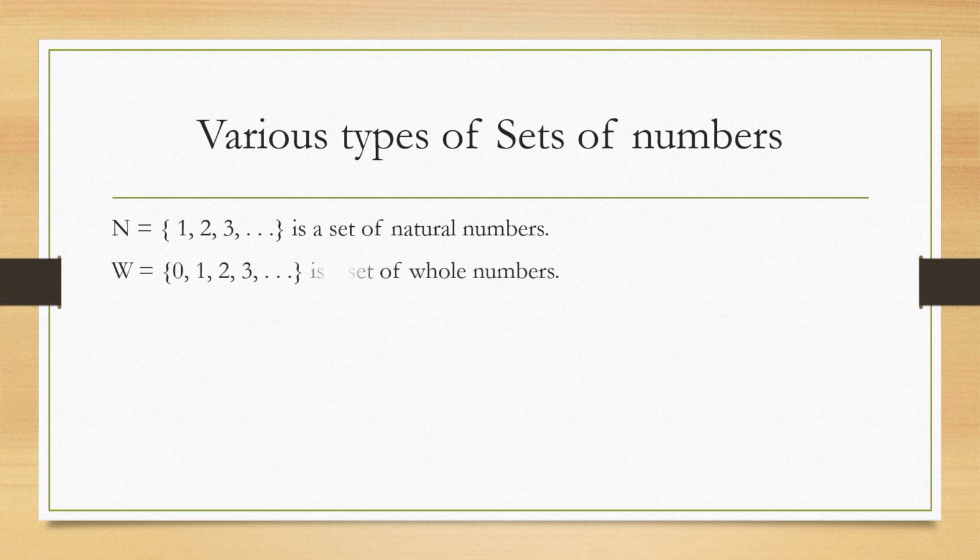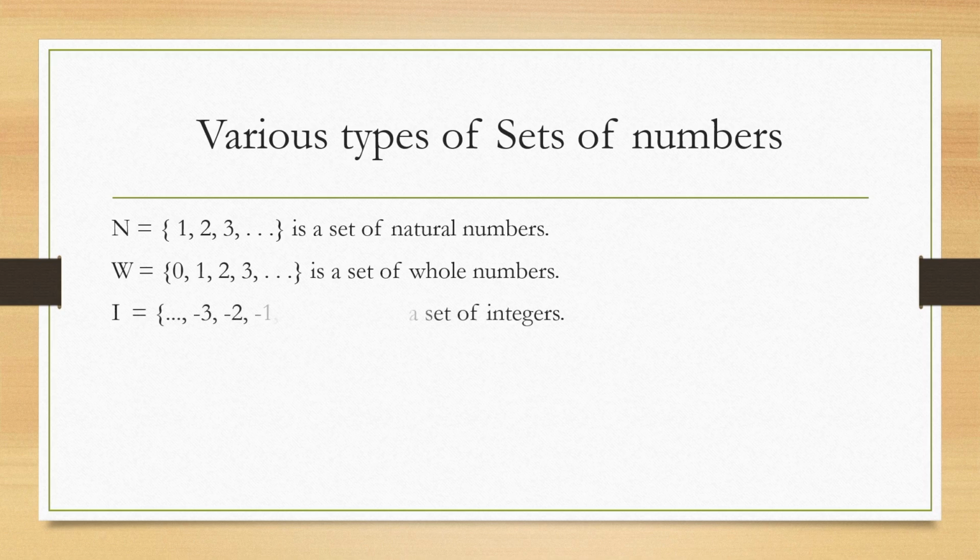W = {0, 1, 2, 3, ...} is a set of whole numbers. We know whole numbers start from 0 to infinity. Now you might have a question: why didn't we write infinity? Because infinity is not a number. That's why we are not writing infinity. We will put dots. We don't know at what number the numbers will end.